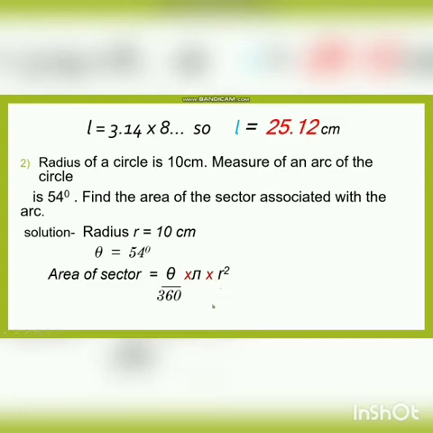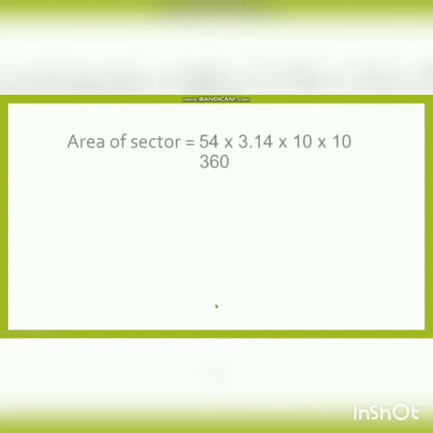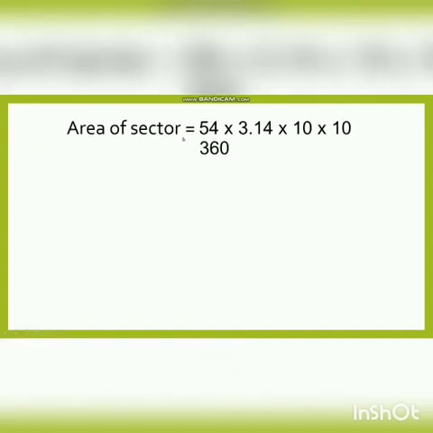So in our next step, area of a sector is equal to 54 upon 360 into the value of pi, which is given 3.14, into the radius of the given circle, which is r square. So I write here 10 into 10. Area of a sector is equal to 54 upon 360 into 3.14 into 10 into 10.